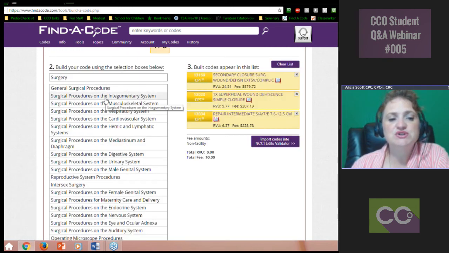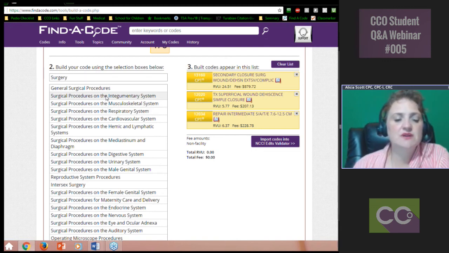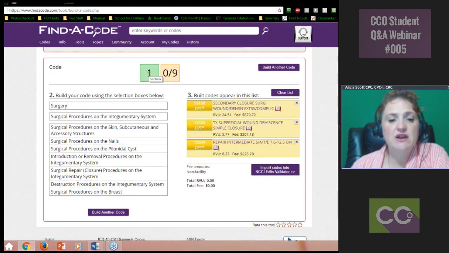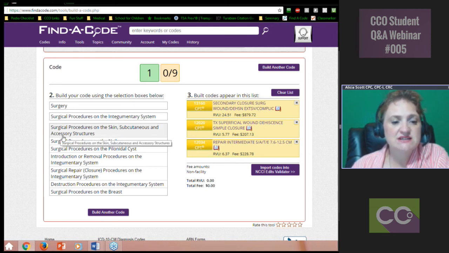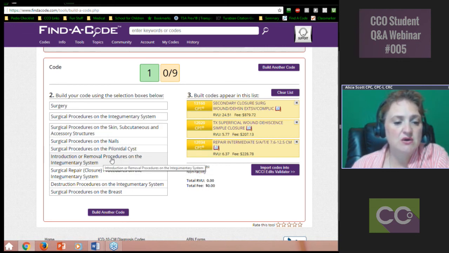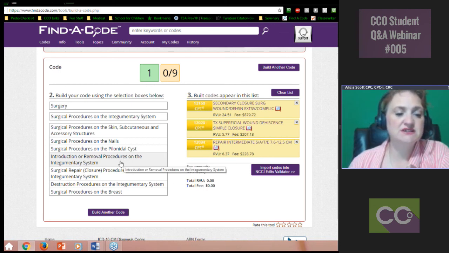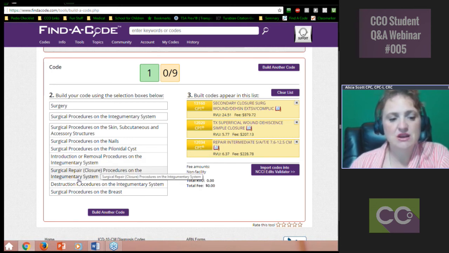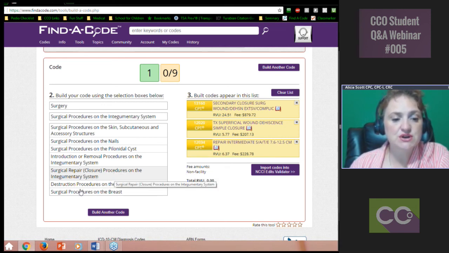But again, remember, we're doing this, we're building a code. It's kind of like the index, but not. Okay, so we know that we're going to be starting with a 1, but our others next will be a 0 through 9. So let's pick one. On skin, subcutaneous, and accessory structures, nails, pilonidal cyst, removal procedure on the integumentary system. So introduction or removal procedure, we're not doing that, right? Surgical repair or closure, yeah, we're doing a closure. Destruction, no. Surgical procedure of the breast, no. So we are doing a closure.